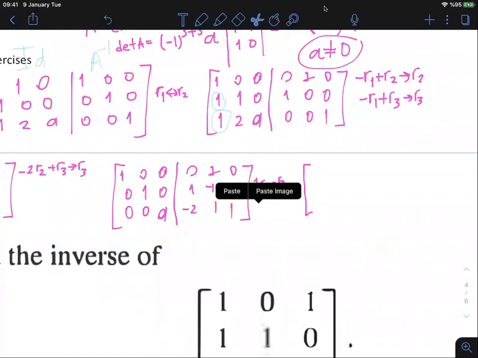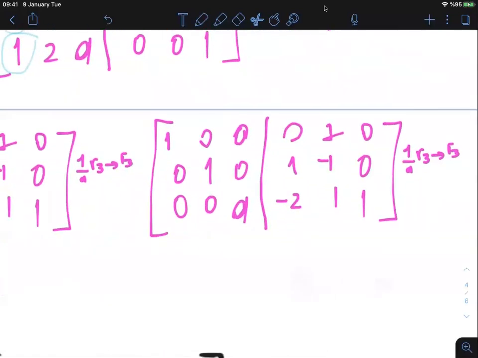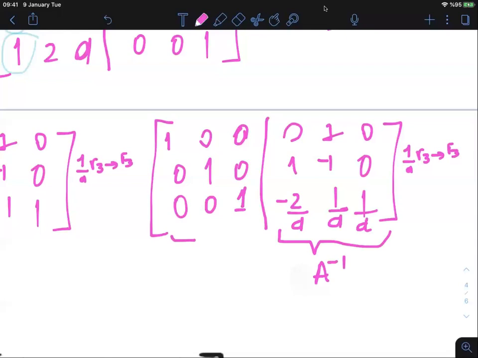So let me copy it here. So this becomes 1. This becomes minus 2 over 8, and this becomes 1 over 8, and this becomes 1 over 8. Okay, so this matrix on the right is the inverse. And this matrix is the identity.